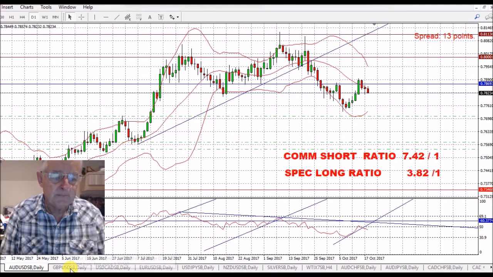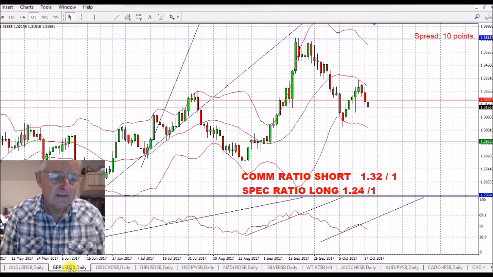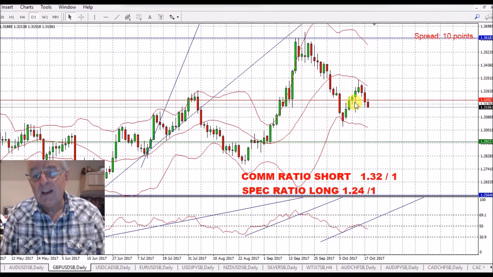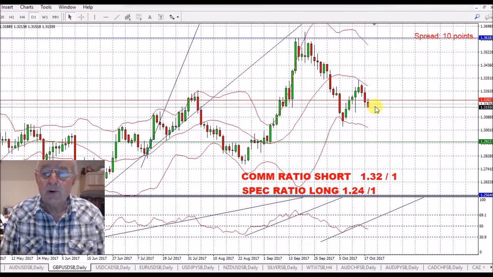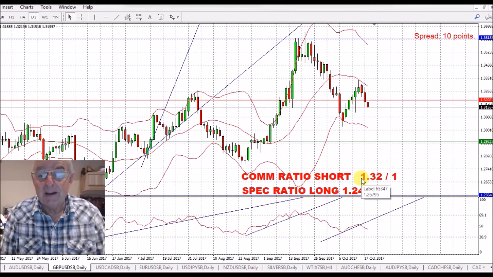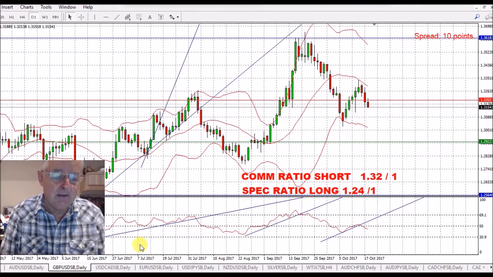I've got quite a big position on that. GBP USD. Seeing a little bit of firming in the dollar and obviously a bit of weakness in the pound after all the problems that they're having in England. So a commercial short ratio for the pound of 1.32 to 1, which isn't absolutely terrific.